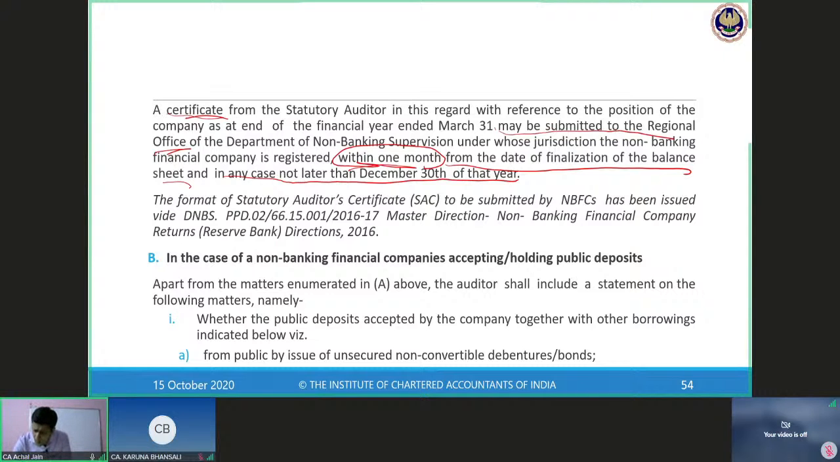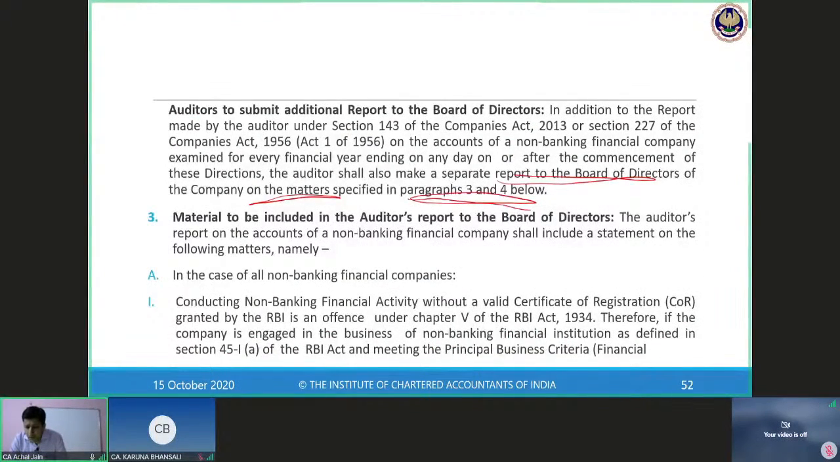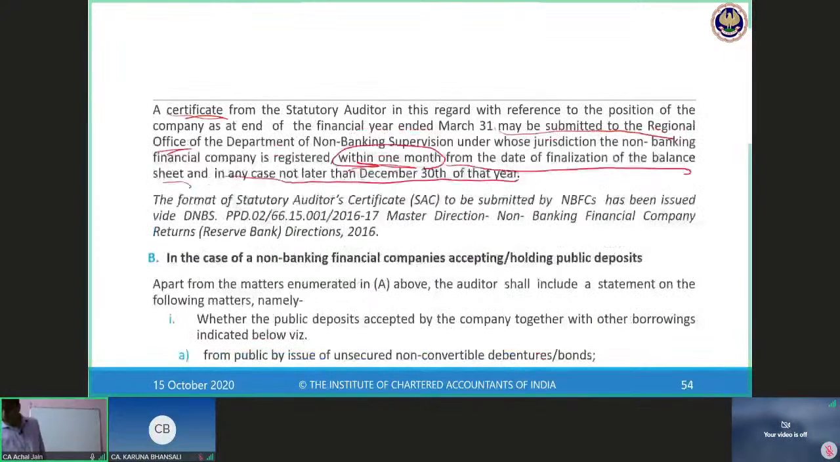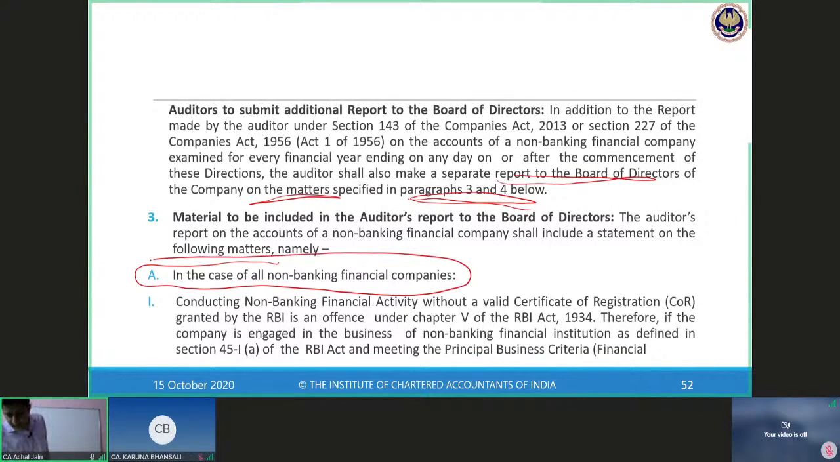So if you now remember, we were discussing reporting to the board of directors by the auditor. And we discussed the first point, that was about material to be included in the auditor's report, wherein we discussed that one point which is applicable to all NBFCs. So 3A, which was applicable to all NBFCs. Now we are continuing with this point number 3, that means material to be included in the auditor's report to the board of directors.